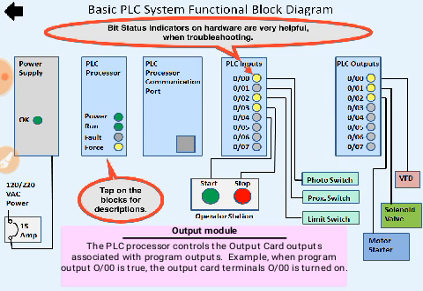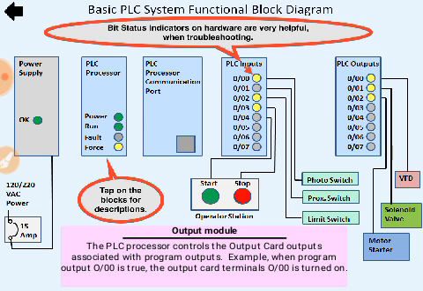Let's go to another block diagram, the output module. It says that the PLC processor controls the output card outputs associated with program outputs. For example, when program output coil 0 is true, the output card terminal 0 is turned on.